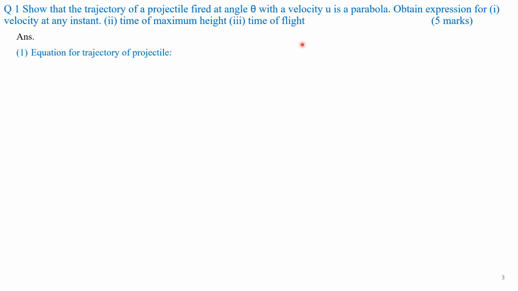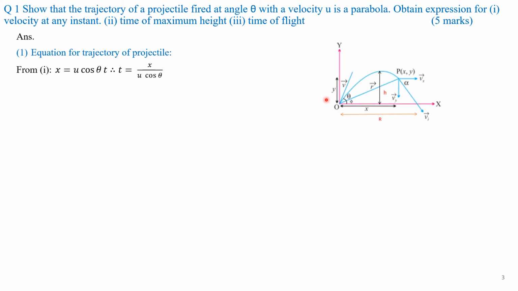Equation for trajectory of a projectile. Trajectory is the path traced by the particle when fired at a certain angle with a velocity. So this is shown in the figure on the right hand side. O is the origin, x-axis, y-axis, and this is the projectile fired at an angle theta, and it goes to the maximum height and then after some time it comes down.